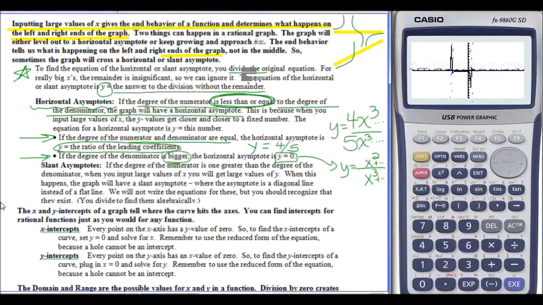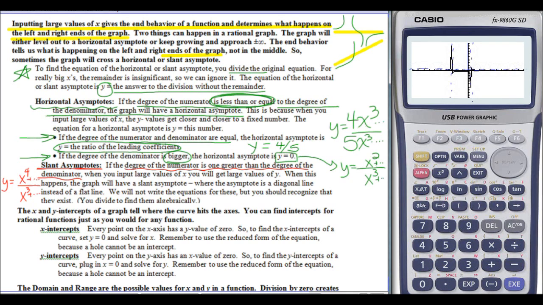So let's come back here to our words. And it talks about slant asymptotes. Slant asymptotes, if the degree of the numerator, so the top, is 1 greater than the degree of the denominator. So when the top exponent is bigger than the bottom, so if we have something like y equals x to the 4th over x cubed, then what's going to happen is the graph will have a slant asymptote, where the asymptote is a diagonal line instead of a flat line. We're not going to bother to write the equations for these, but we should recognize that they exist. And again, if we divided, we could find them algebraically. We know how to divide, so we could just divide and ignore the remainder. But I won't ask you to do that.